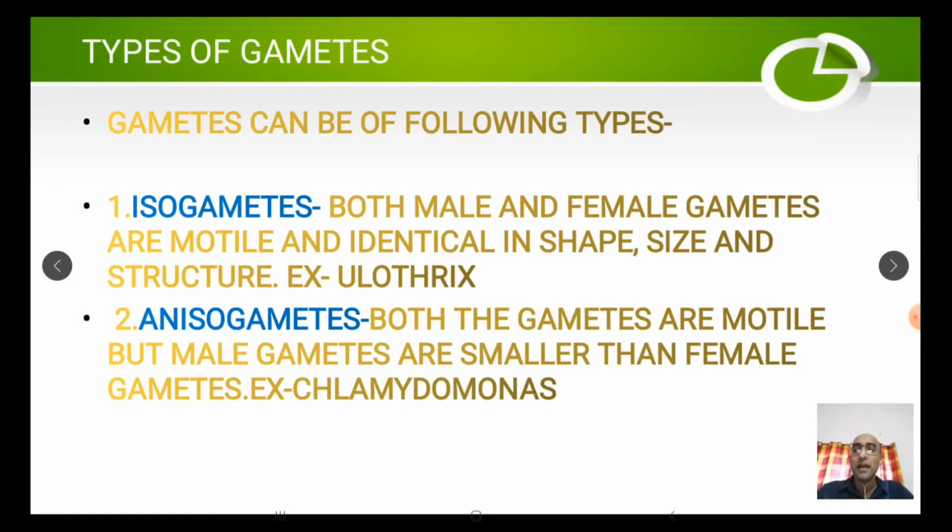Next one is anisogametes. Here both the gametes are motile, but the male gametes are smaller than the female gametes.